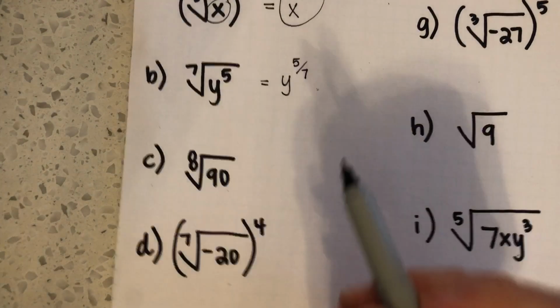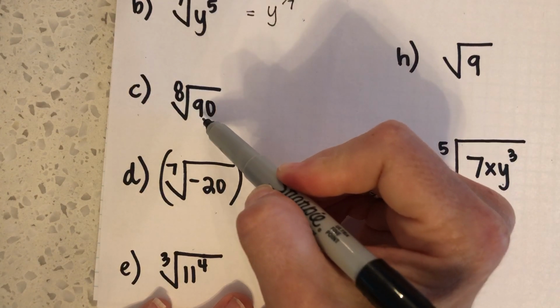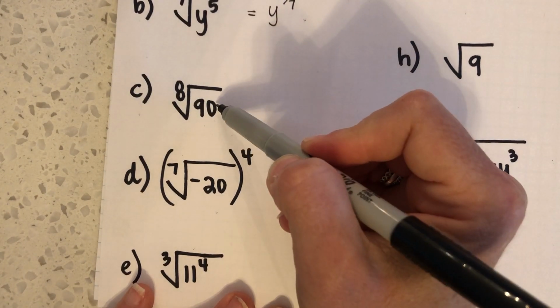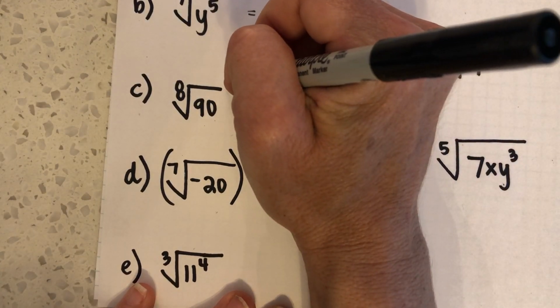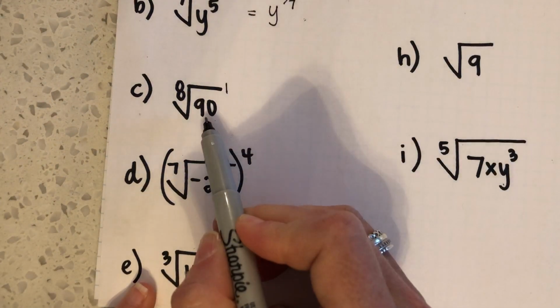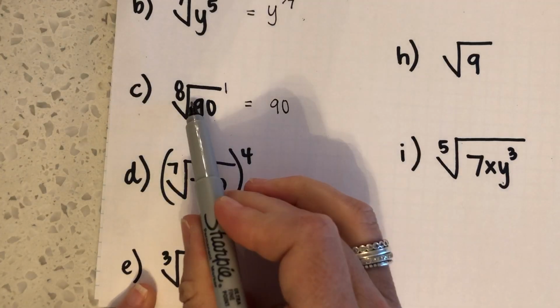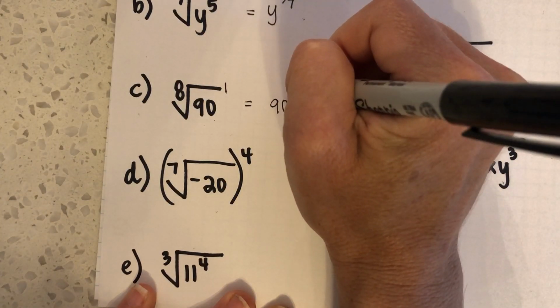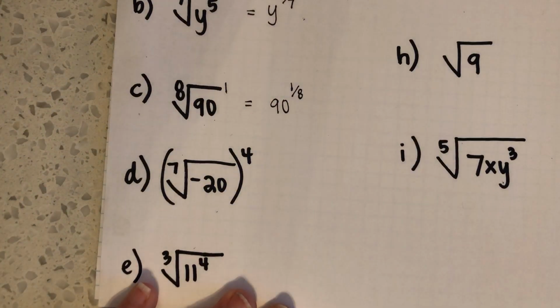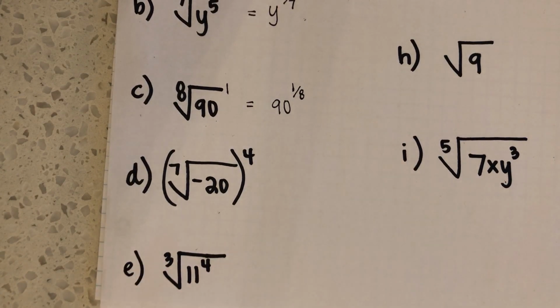All right, look here. What if you had to rewrite the 8th root of 90? Well, who is his power assumed to be? It's assumed to be 1. So then take 90 out, and then it'll be raised to the power over root, 1 over 8. 1/8 power. 90 to the 1/8 power.